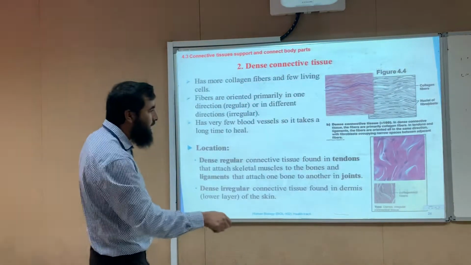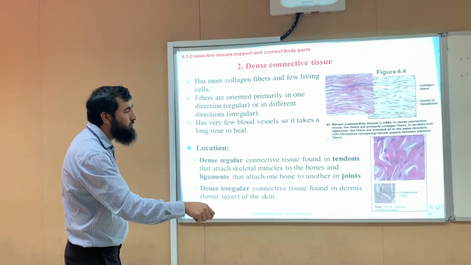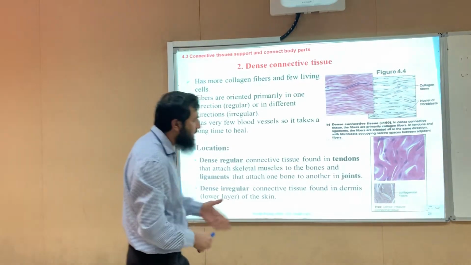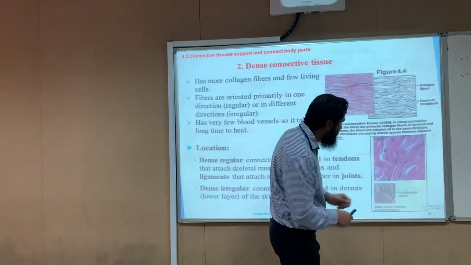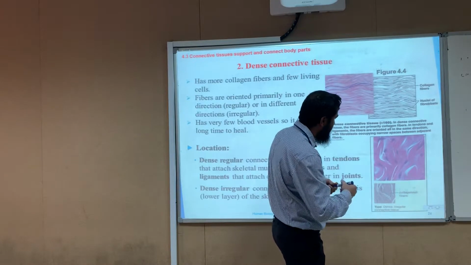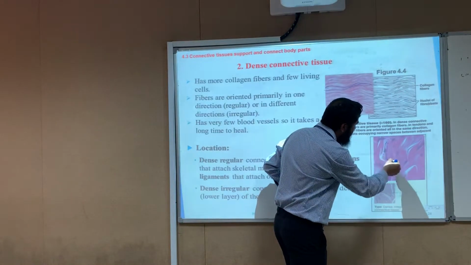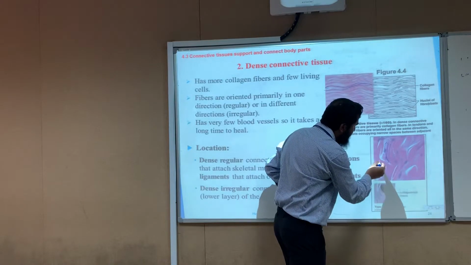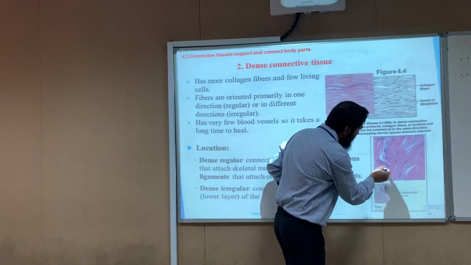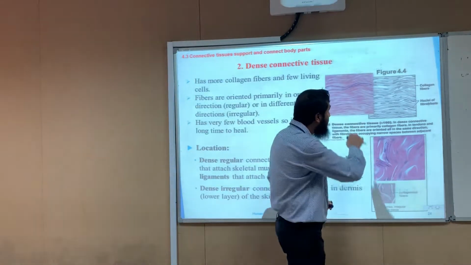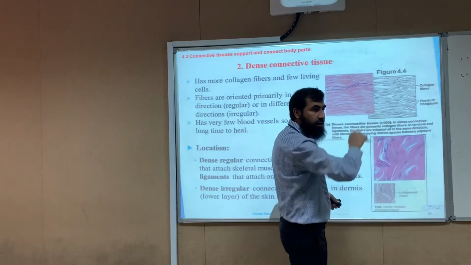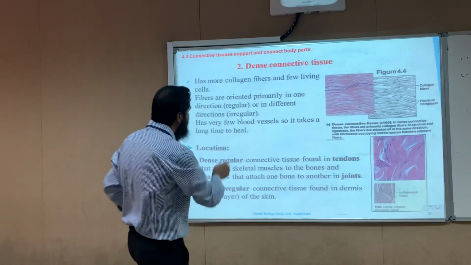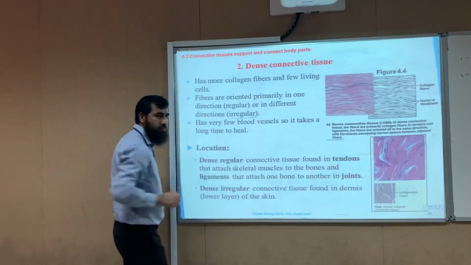When the fibers are arranged in different directions, you see here, some of the fibers are arranged this way. There's lots of fibers here going this way, then there's some fibers going this way. They're still dense, but they're not a regular pattern, okay? So we call this irregular, all right?